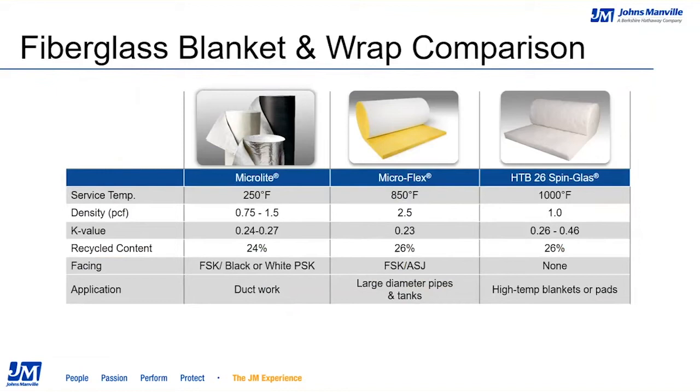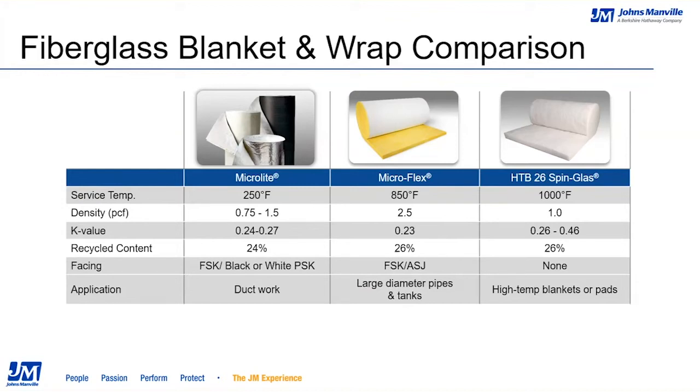Microlite duct wrap, Microflex, and HTB26 spin glass have different surface temperature capabilities. Microlite has a surface temperature capability of up to 250 degrees Fahrenheit. Microflex is rated for up to 850 degrees Fahrenheit, and JM's HTB26 spin glass a service temperature of up to 1,000 degrees Fahrenheit. Each of these products can be supplied in different densities, thicknesses, and K-values.